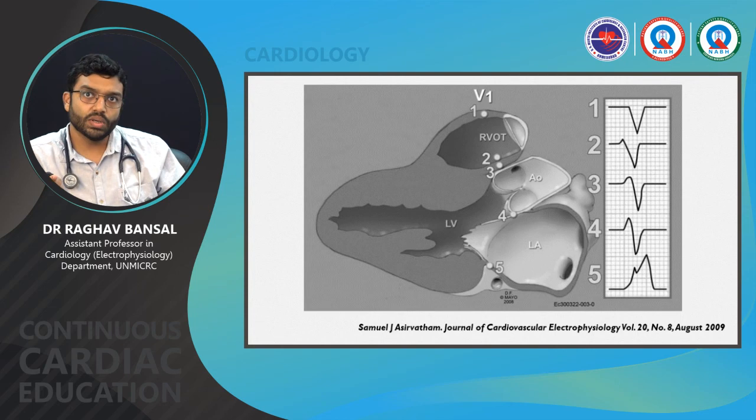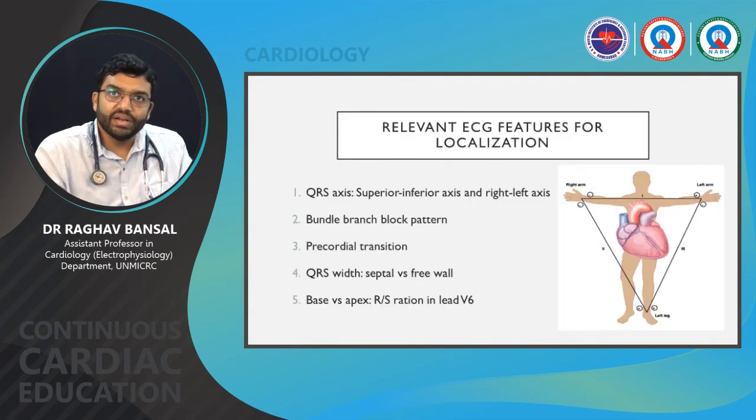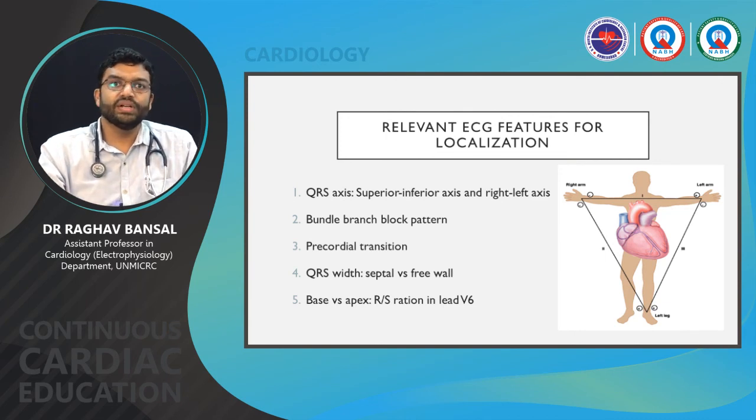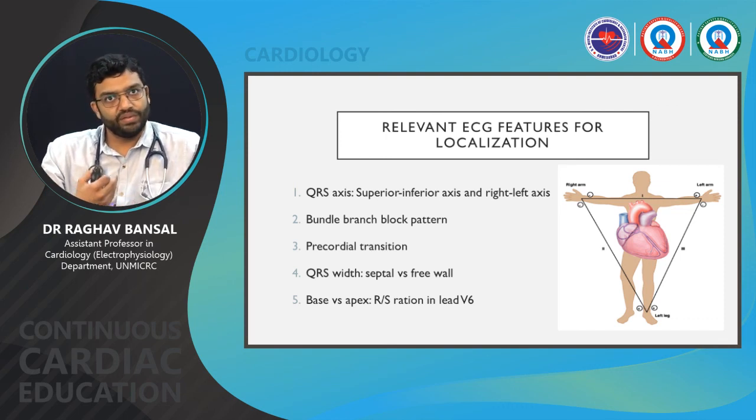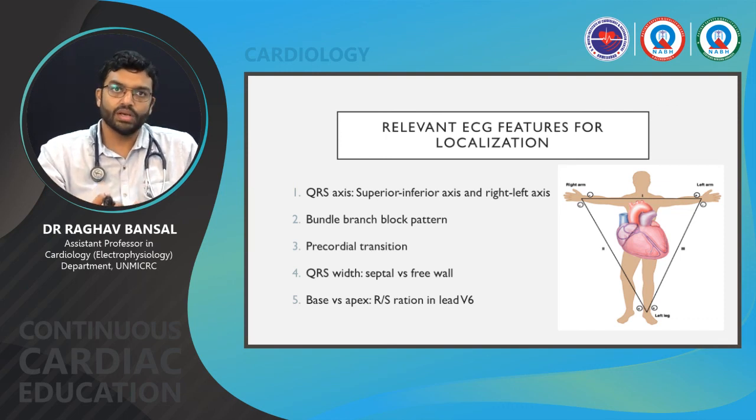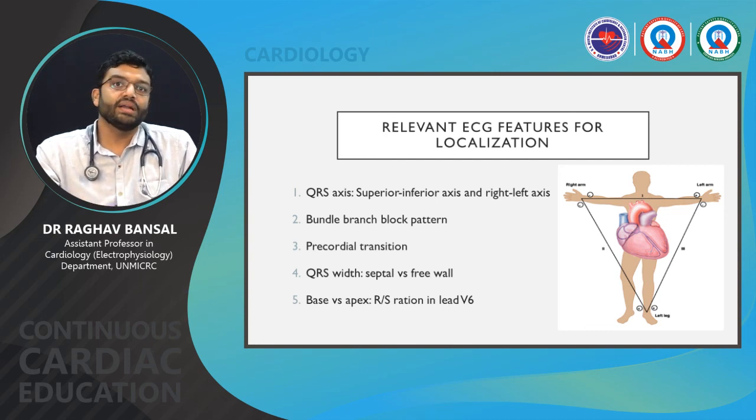This is very important to understand because this anterior lead transition is one of the differentiating markers for recognizing the origin of idiopathic VTs on ECGs. Now, relevant ECG features for localization of these VTs. The first and most important feature is the QRS axis. First we have to check whether it is superior or inferior by looking at leads 2, 3 and aVF, and then we have to check whether the axis is right or left. This can be done by looking at lead 1.